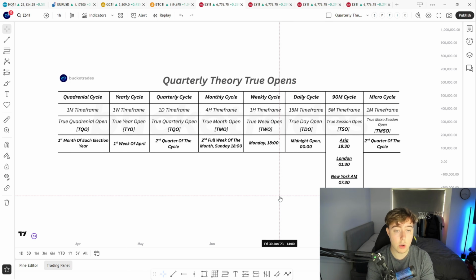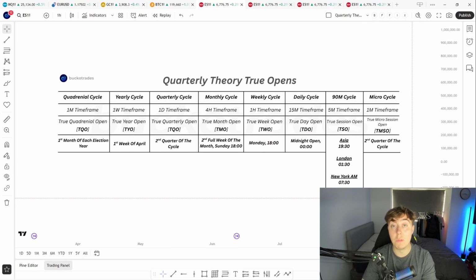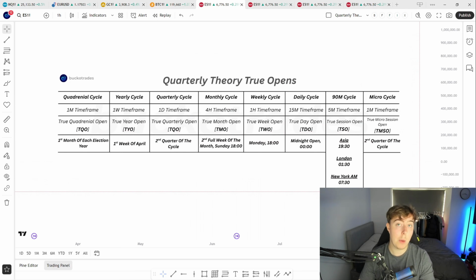Now the daily cycle, viewed on the 15-minute time frame, is known as the true day open. And this is just your classic midnight open, the 12 a.m. candle on the 15-minute time frame, mark out that open. That is your true day open. Midnight open, that's what ICT teaches as well. However, he doesn't really teach any of the other ones, basically. This is why they come from quarterly theory. But that one is obviously from ICT himself.